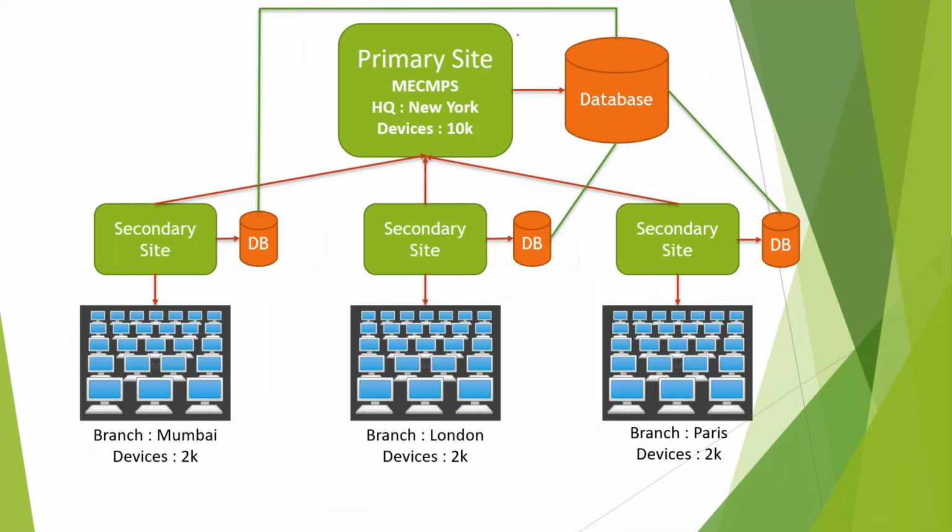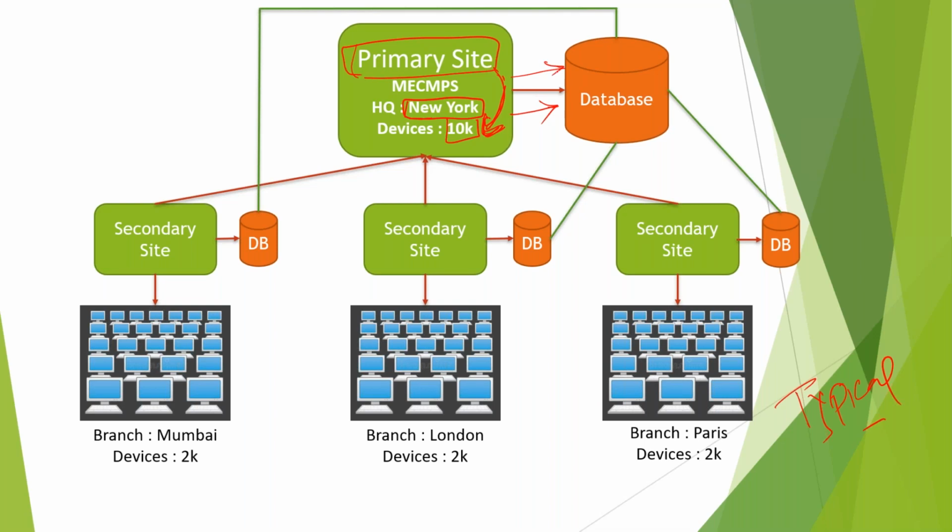Now, this is a typical architecture. Suppose you have a headquarter in New York, the company headquarter, which has like 10,000 devices. You will install one primary site in the headquarter, and that will manage all these 10,000 devices, collect the data of these devices and put it in the database.